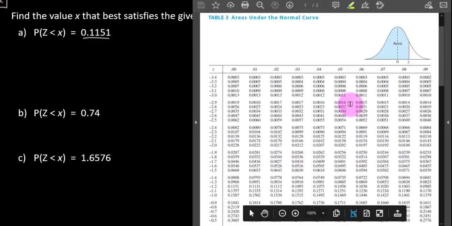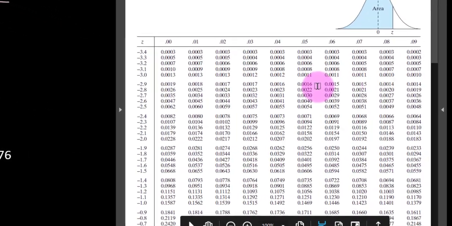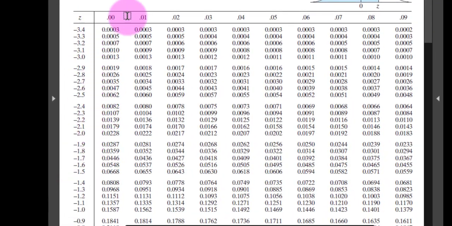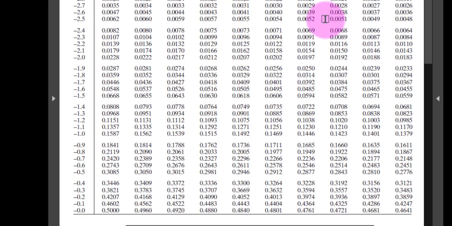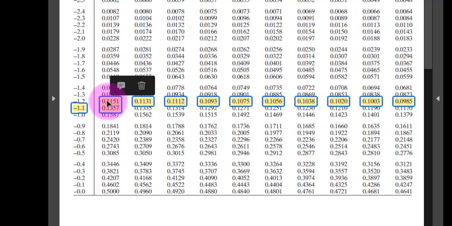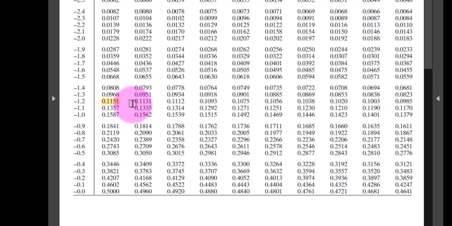I've got my table, and we don't know the z value, so we're not going to look on the left side and we're not going to look on the top yet. I'm looking in the body, this whole mess, for 0.1151. And it's not completely aimless or hopeless because these numbers are increasing. So sometimes it takes a minute to find it, but I believe I have found 0.1151, which is right there.